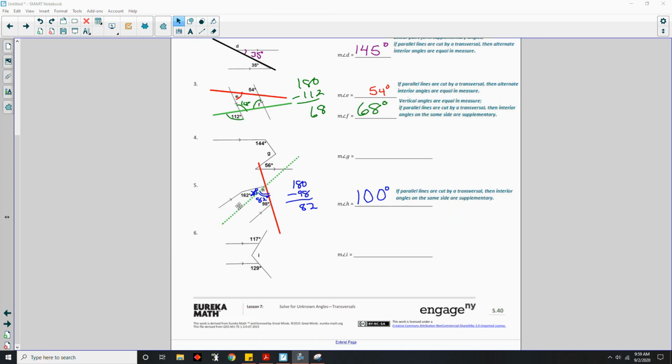All right, so if parallel lines are cut by a transversal, then interior angles on the same side are supplementary. Okay, so they're talking about the transversal being our auxiliary line. Same side interior supplementary. Okay? All right, we're going to do the same number 4. We're going to go back up to number 4 now.